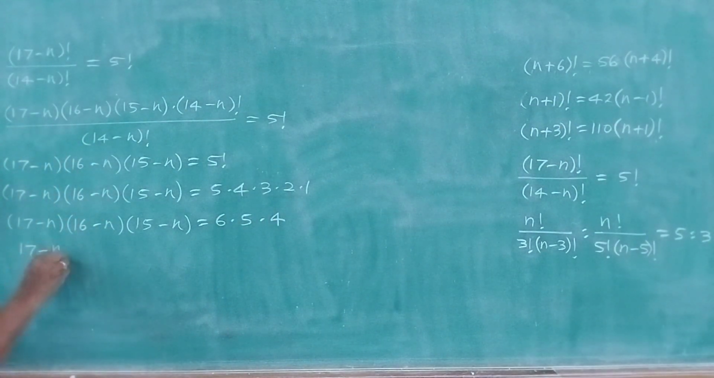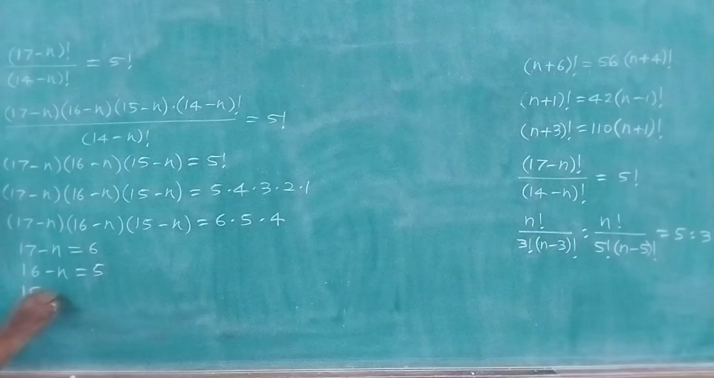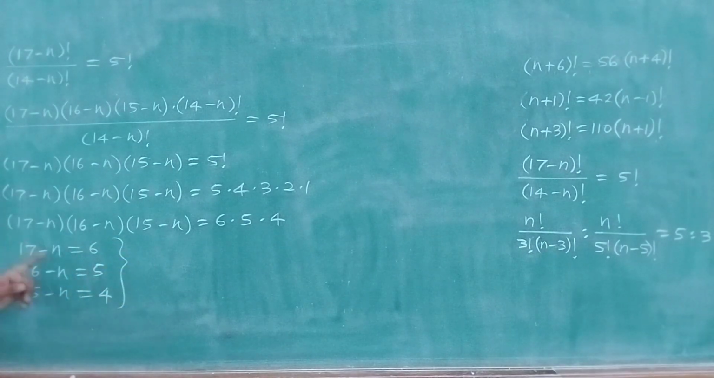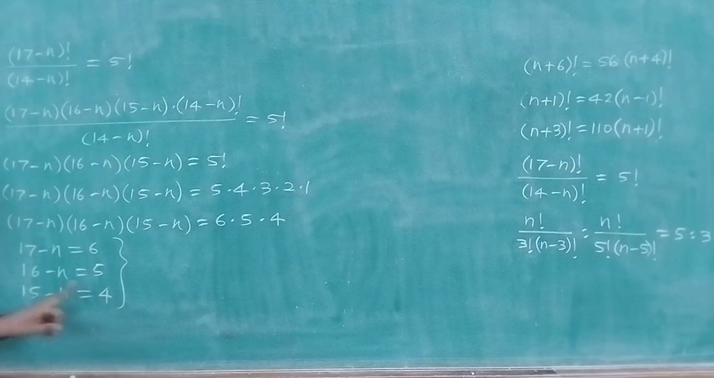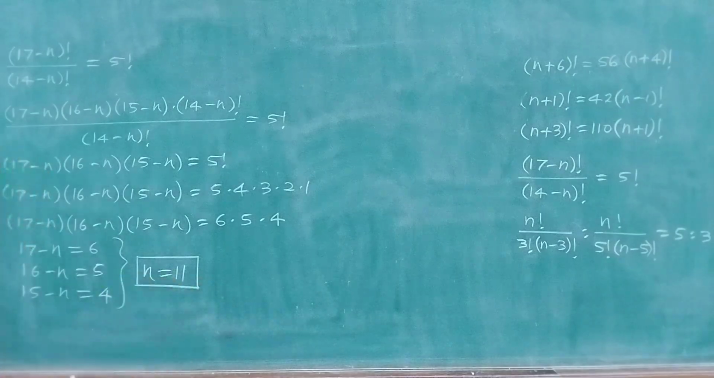Now 17-n is equated to 6, 16-n is equated to 5, and 15-n is equated to 4, which gives you n is equal to 17-6, n is equal to 16-5, n is equal to 15-4. In any of the cases, n comes out to be 11 as the answer.